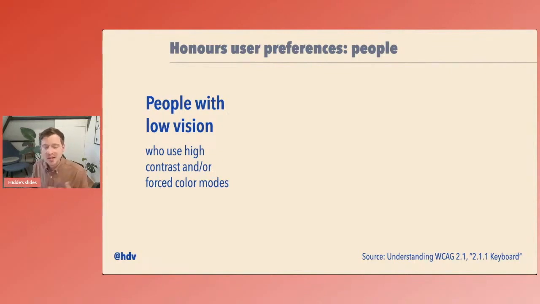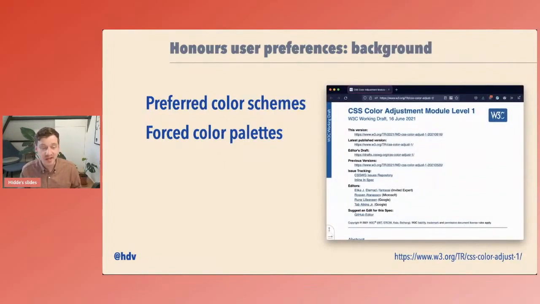Now, in terms of different color preferences, there are two things that the specification distinguishes between. One is preferred color schemes. So that's things like I want to use dark mode or I want to use light mode. And there's forced color palettes, which are things like the high contrast mode that is in Windows. And there's a bunch of other modes that Windows has where you can say, I prefer these kinds of colors. Preferred color schemes are things that you can code for. So you can use a media query in CSS and then define some colors that you like. When it comes to forced color palettes, the browser or the operating system is actually going to force some colors onto you or onto your interface.